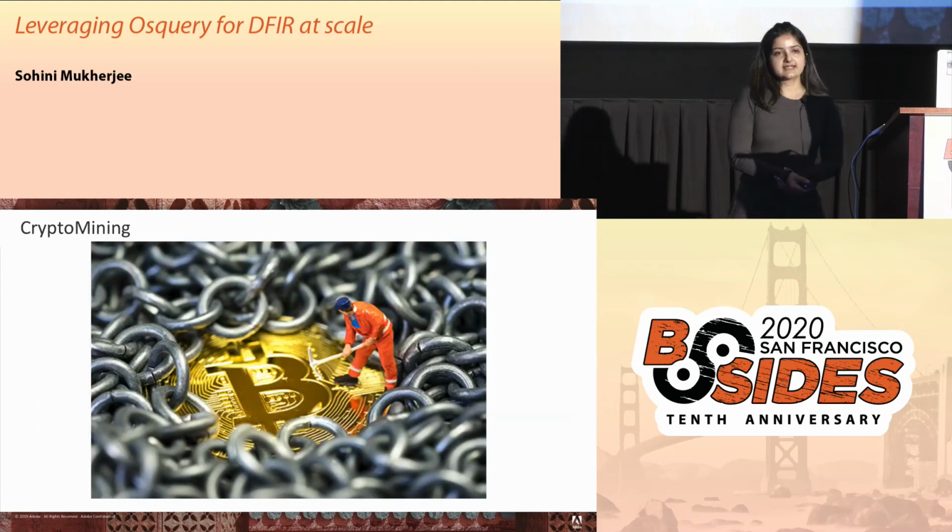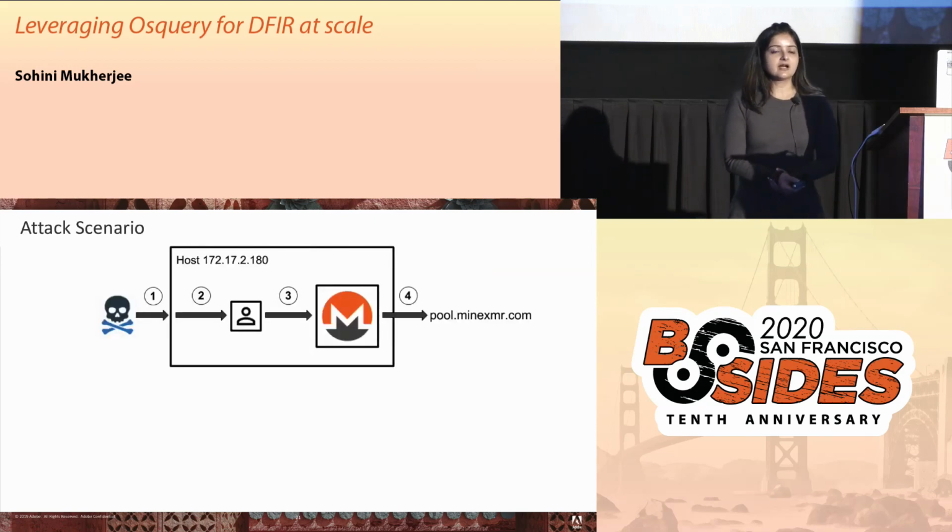The next of our attack scenarios is crypto mining. There was a time when ransomware was the rage among the bad guys, and these days it's crypto mining. So here's how our attack unfolds.